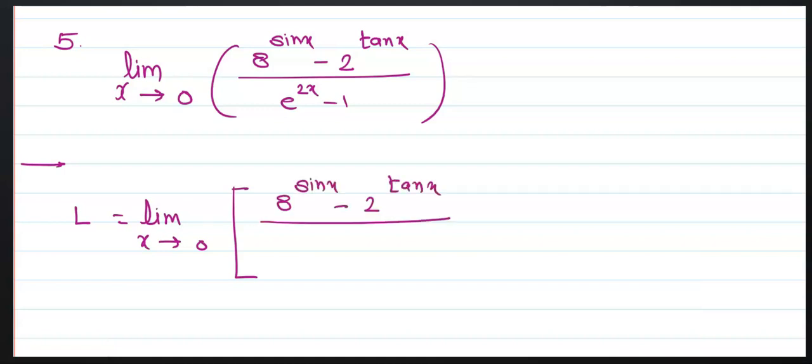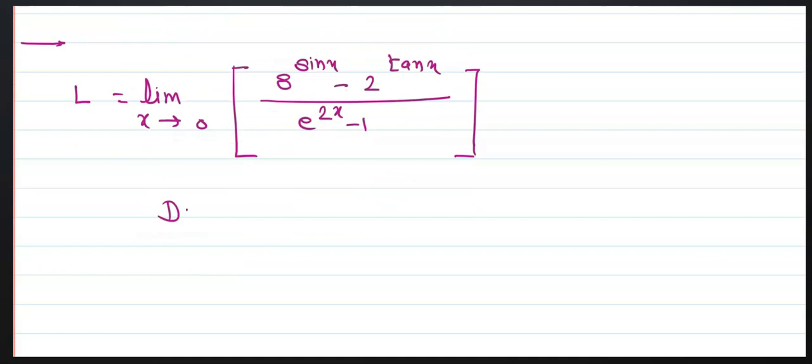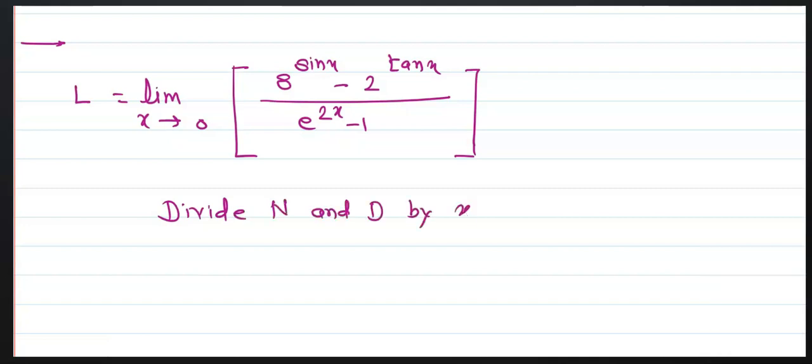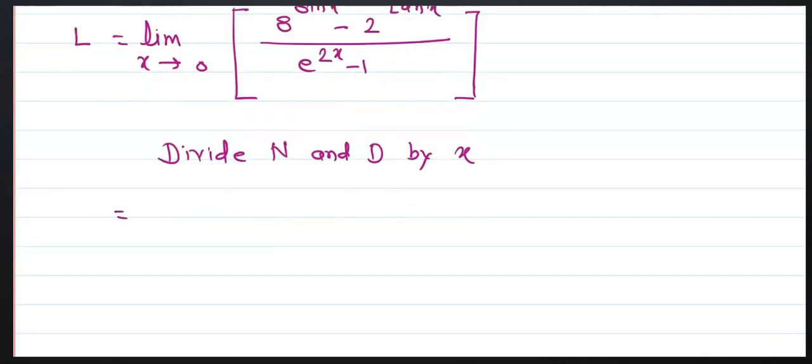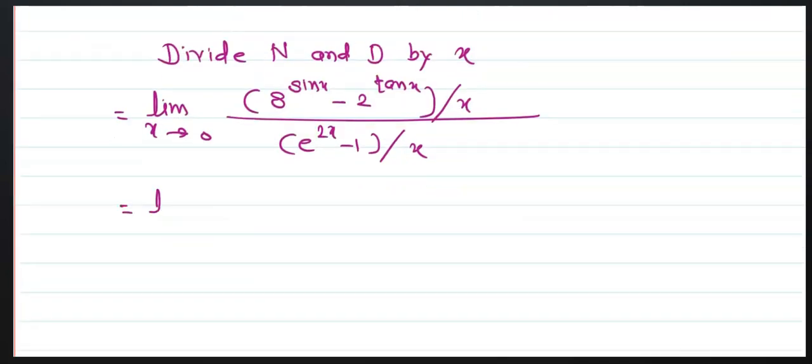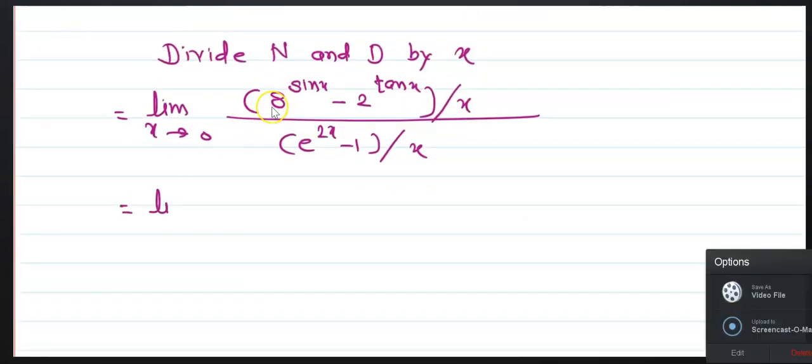8 raised to sin x minus 2 raised to tan x upon e raised to 2x minus 1. Now first of all, we will divide the numerator and the denominator by x. Now see this here. Limit x tends to 0, (8 raised to sin x minus 2 raised to tan x) upon x, over (e raised to 2x minus 1) upon x.